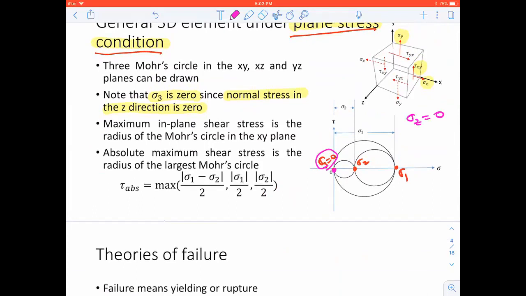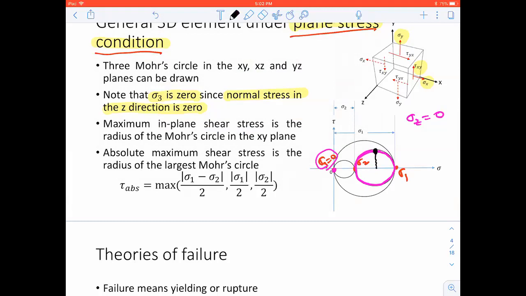Now, you still get 3 circles. So far, everything you studied is with this one Mohr circle. We didn't look at a broader spectrum, considering all 3 axes, but now we're going to start looking at it. Whatever shear stress you see here is the maximum in-plane shear stress.